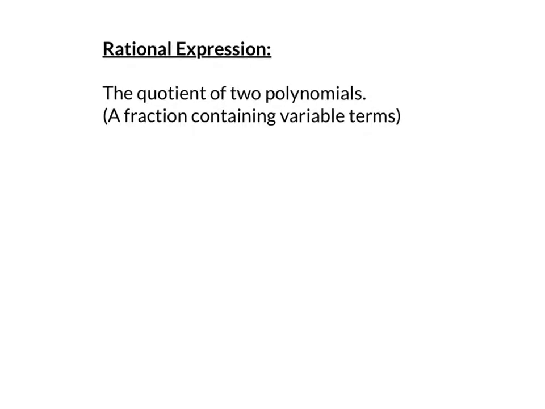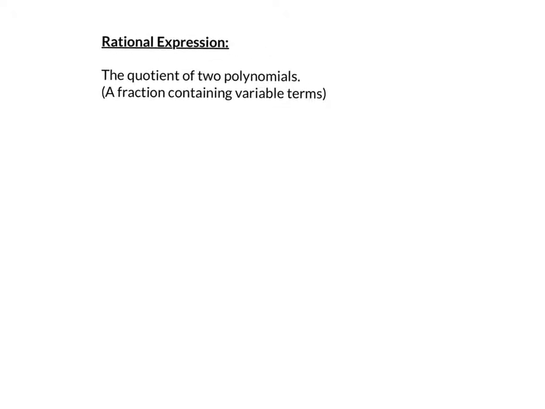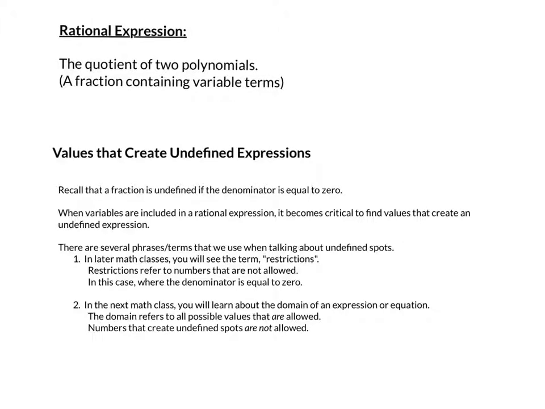So what is a rational expression? A rational expression is the quotient of two polynomials, which is a fraction containing variable terms. One of the first things that we want to talk about is values that create undefined expressions. Recall that a fraction is undefined if the denominator is equal to 0. When variables are included in a rational expression, it becomes critical to find values that create an undefined expression.